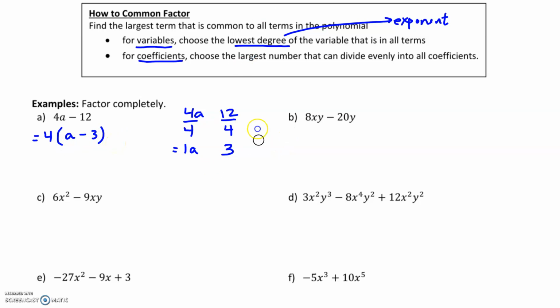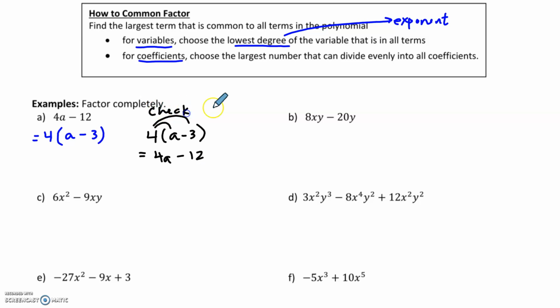And we can check this by distribution again. If I have 4 times a minus 3 and I use distributive property, 4 times a is 4a and 4 times negative 3 is a negative 12. And that's what you can do if you want to do a quick check to see if you did it right. And we see we get 4a minus 12, and that's what we started with here. All right, let's take a look at b.